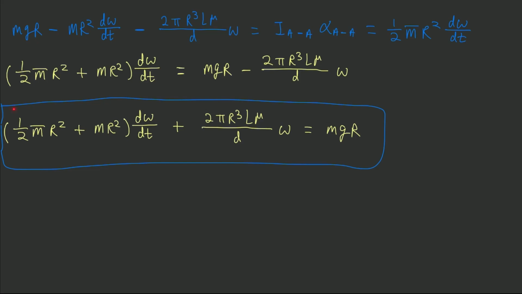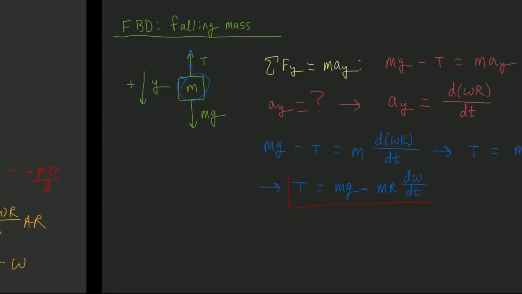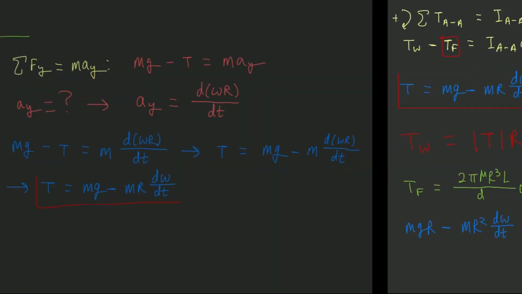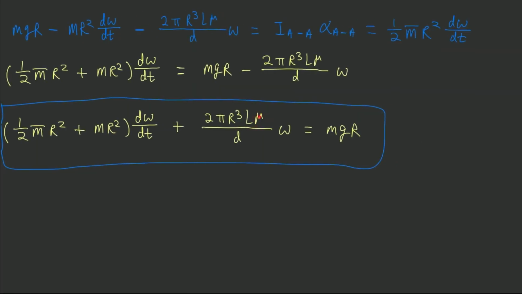Okay, so we have our final governing differential equation here, written in first order ordinary differential equation form. And this is the governing ODE for the angular velocity of our shaft, right? So omega, again, is the angular velocity of our shaft. R is the radius of our shaft. L is a characteristic length. It is the length of the shaft within the journal. Mu is the viscosity of our fluid. D is our gap width. G is our magnitude of gravitational acceleration. M bar is the mass of our shaft. And m is the mass of our falling weight.